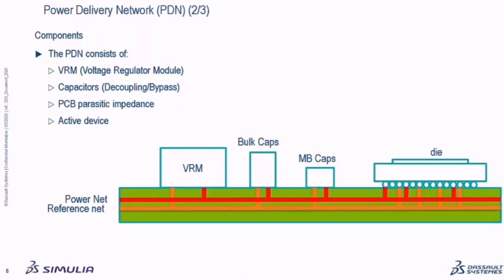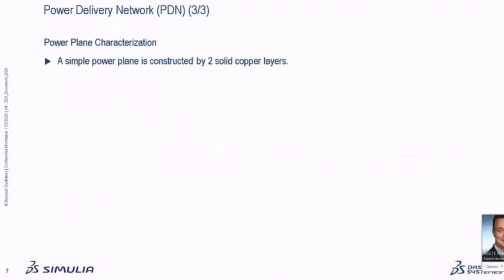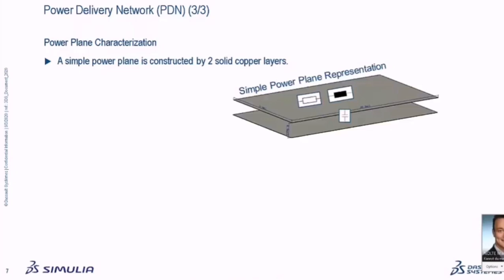And last but not least, there are the active devices, which are the sources of the unwanted noise we usually see on our power planes. So how to characterize a power plane? Let's start really simple. A simple power plane consists of 2 constructed solid copper layers, like you can see here.